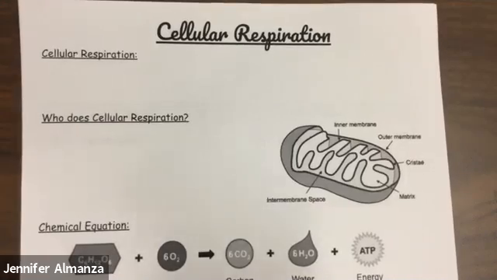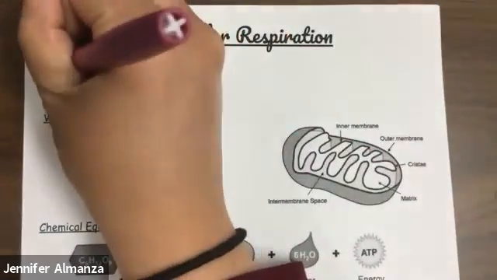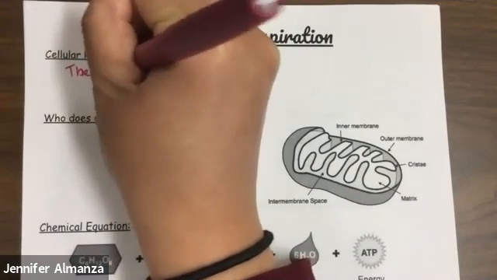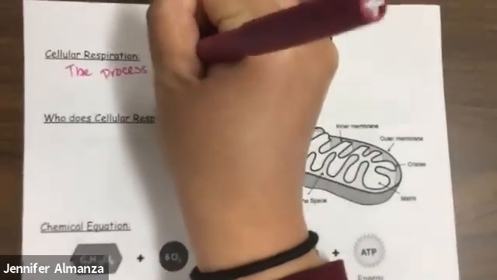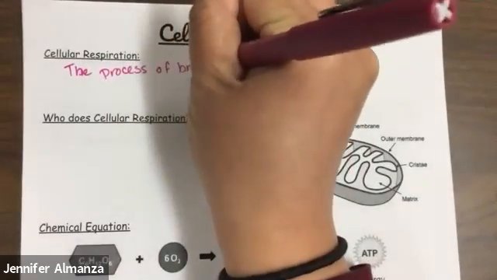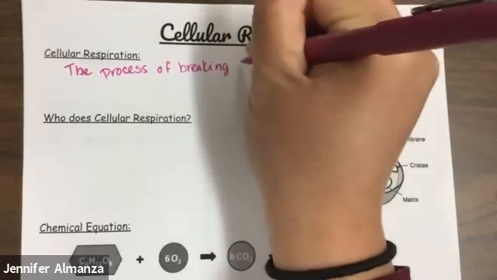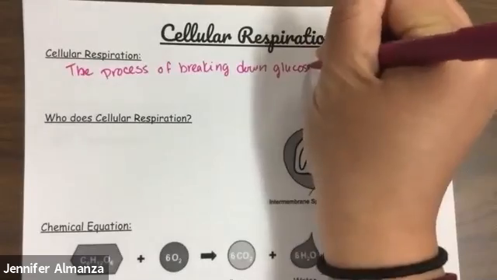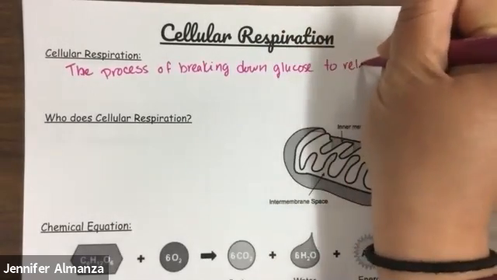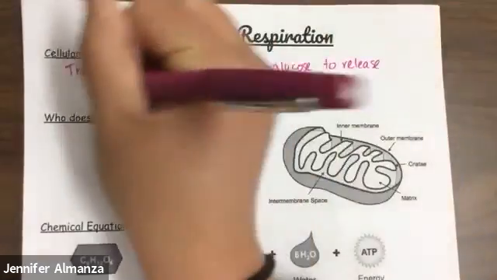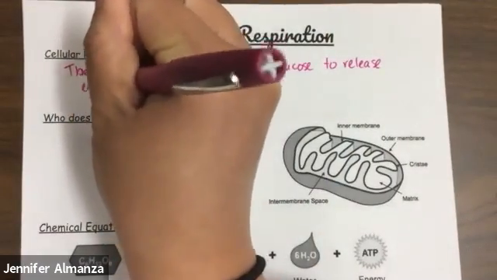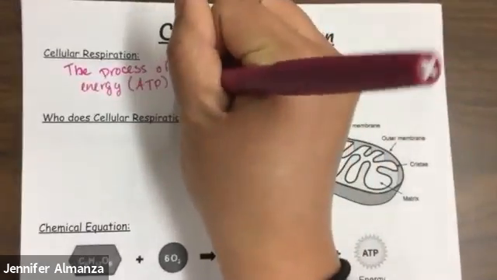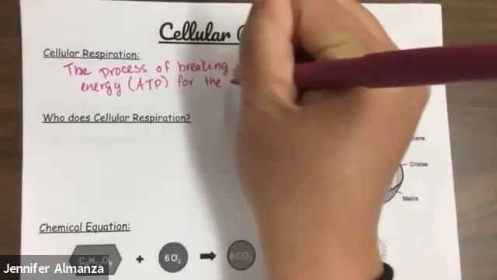Our definition for cellular respiration is the process of breaking down glucose to release energy. And in this case, the energy is in the form of ATP for the cell to do work.